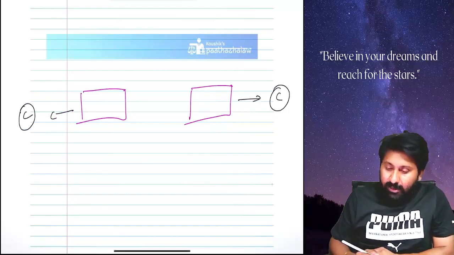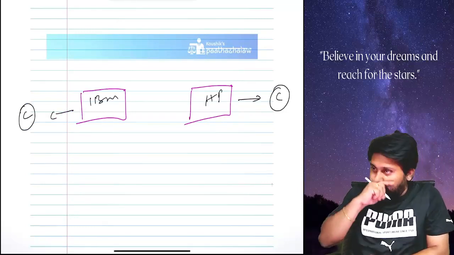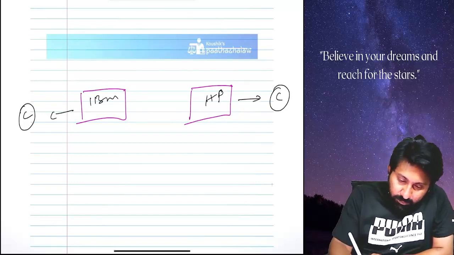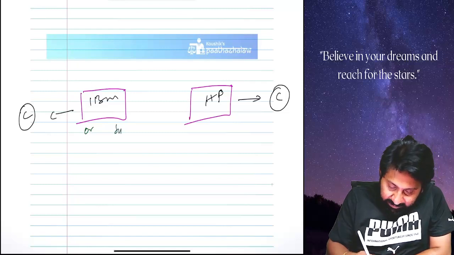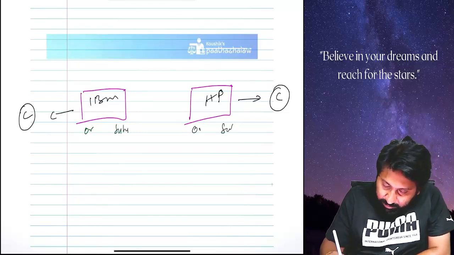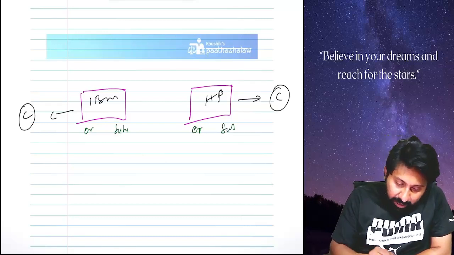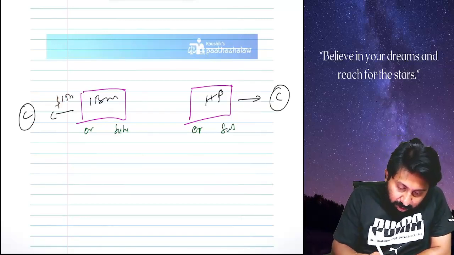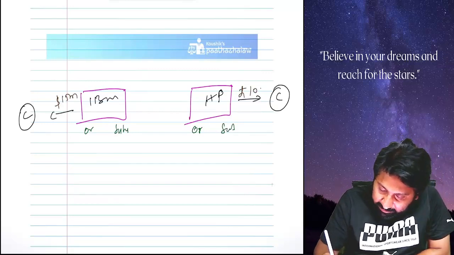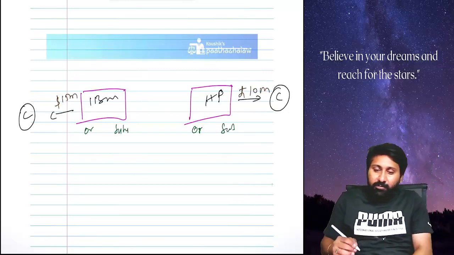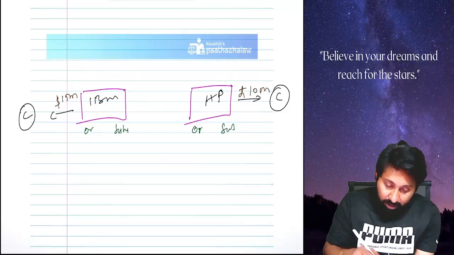Lender, lender. IBM, HP. I will write this way. Origin, subsidiary. Origin, subsidiary. IBM borrowed in dollars, 15 million. HP borrowed in pounds, 10 million. Okay, pounds 10 million. Understand the transaction clearly.